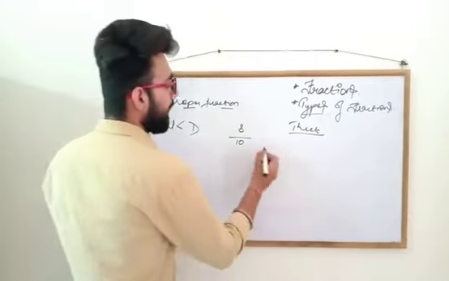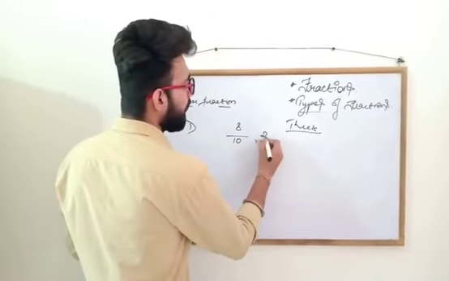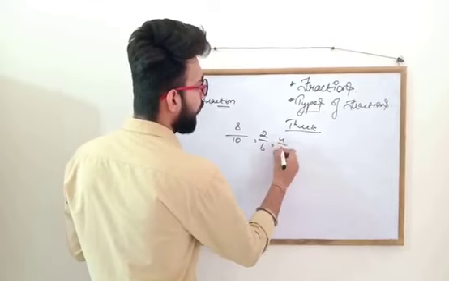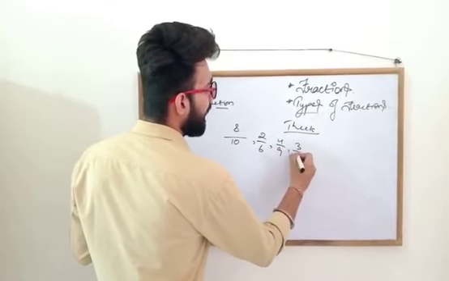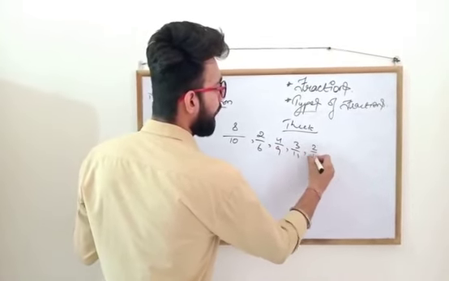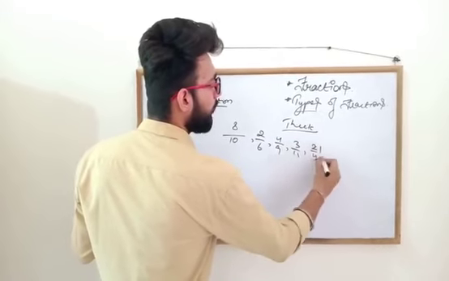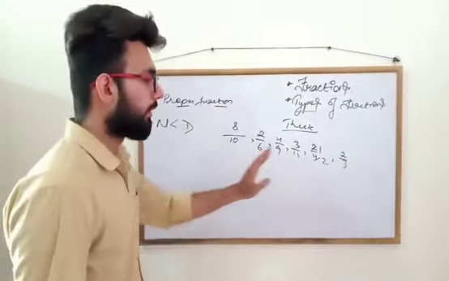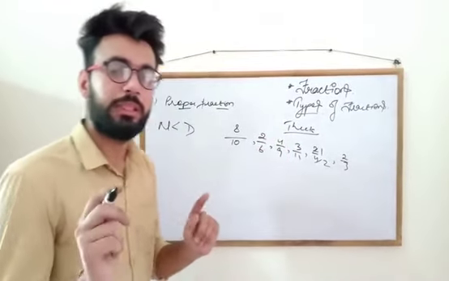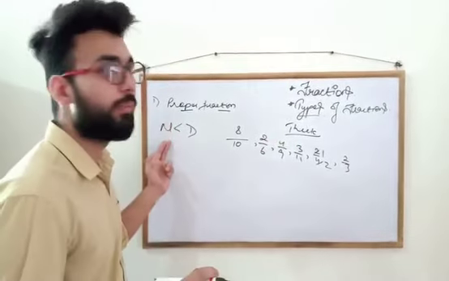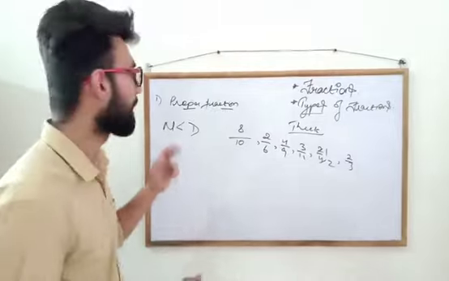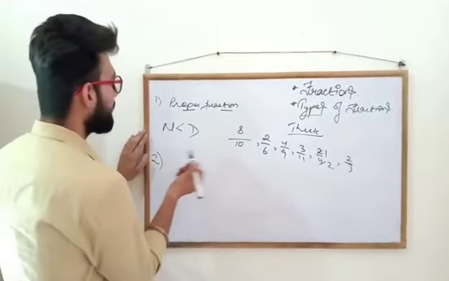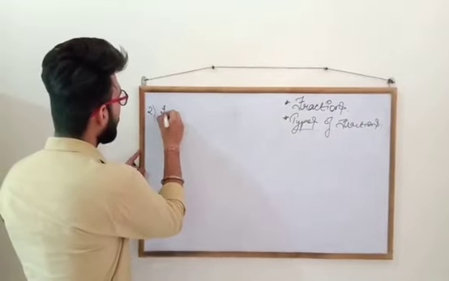Let's take an example. 8 by 10, 2 by 6, 4 by 9, 3 by 11, 2/4 जिसको हम 1/2 बोलते हैं, या 2/3 or anything. But we need to just keep one thing in mind, that is numerator should be less than denominator. Okay. Now moving on to the second type, that is improper fraction.